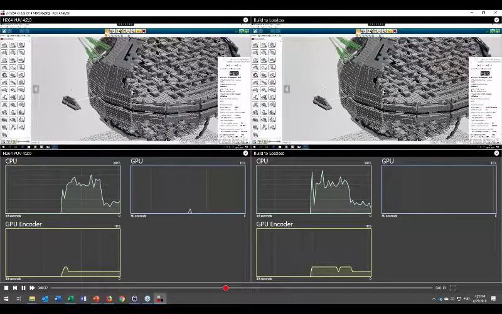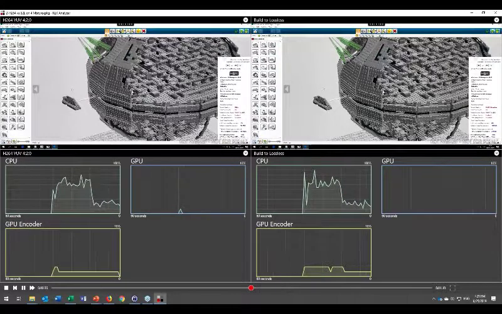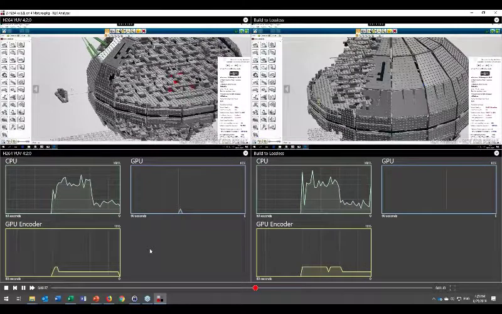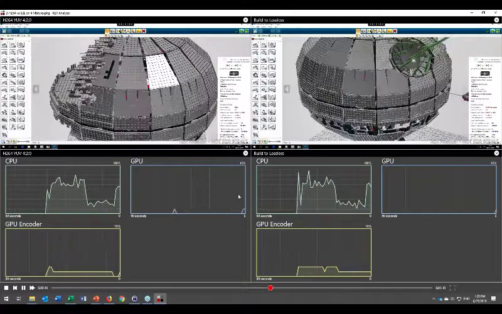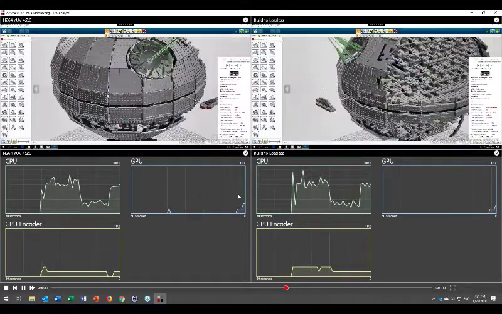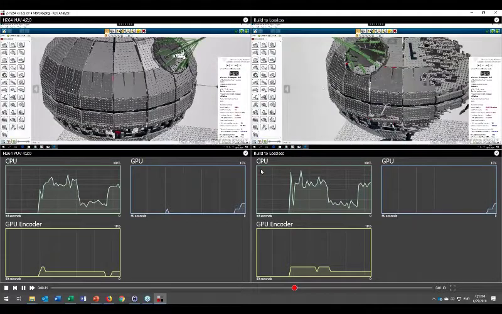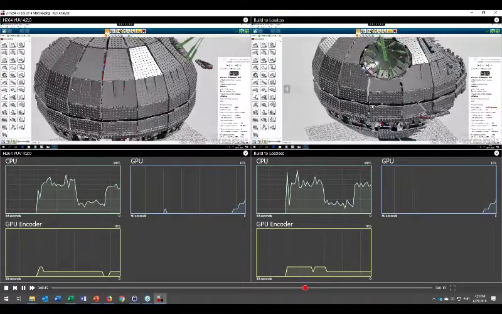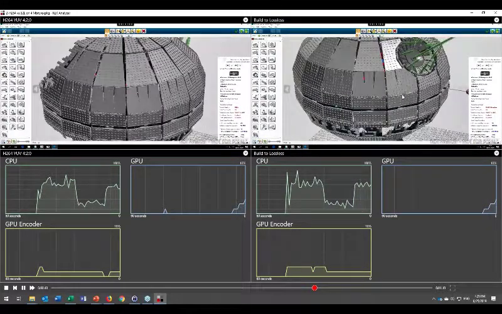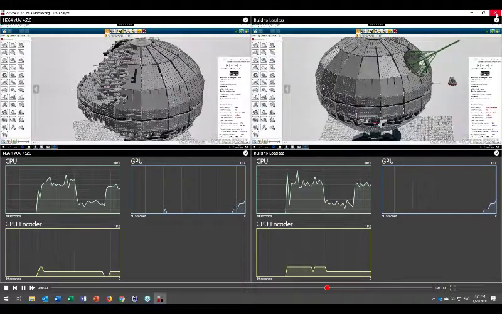But as they both use the H.264 encoder, they both use the GPU, and the performance is around the same. But the right side is more sharp if the rotation stops.